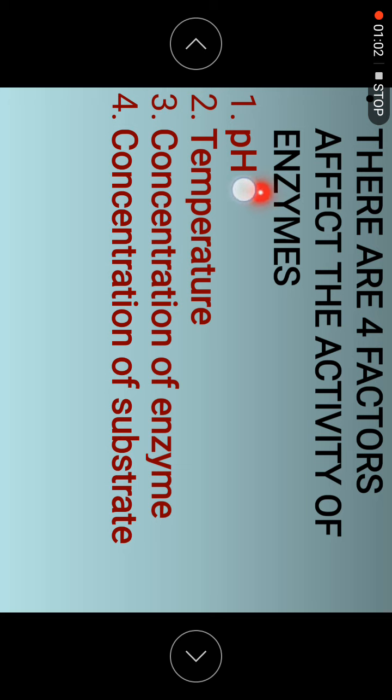Since enzymes are very sensitive to pH and temperature, of course these two will have a very significant effect on the activity of the enzyme. As for concentration of enzyme and substrate, this is because they are the substances that make the reaction happen. When we say concentration, it means the amount of enzyme and the amount of substrate that is present, which of course will affect the activities. These are the physical factors, and this is the inside factors.